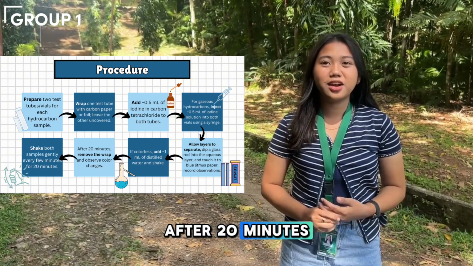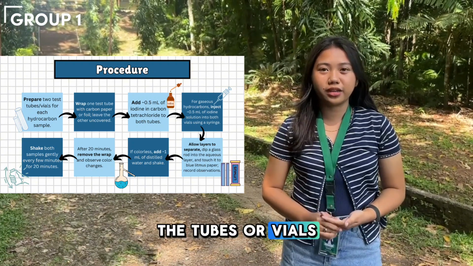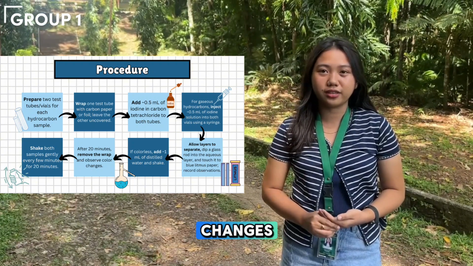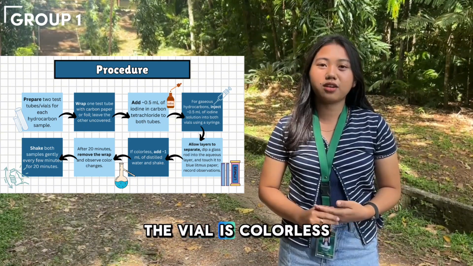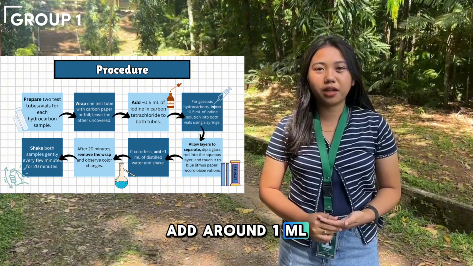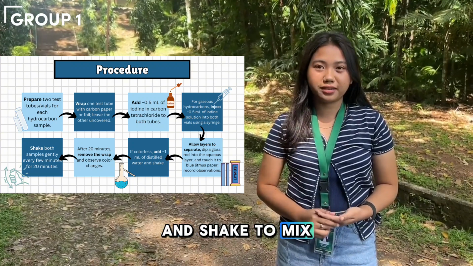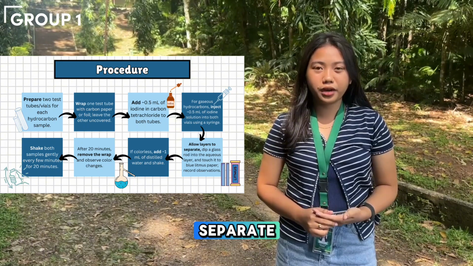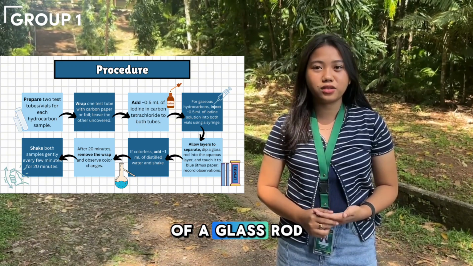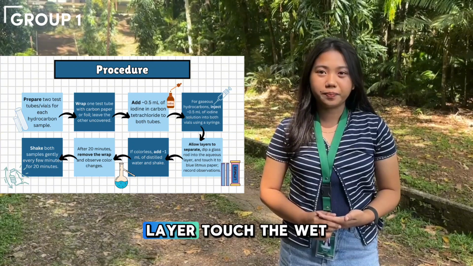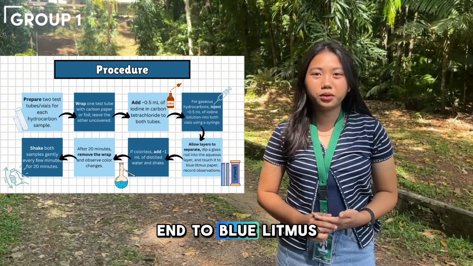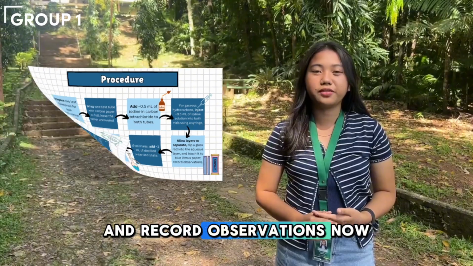After 20 minutes, remove the wrap from the tubes or vials and observe any color changes. If the mixture in the vial is colorless, add around 1 ml of distilled water and shake to mix. Allow the layers to separate and dip one end of a glass rod into the aqueous layer. Touch the wet end to blue litmus paper and record observations.